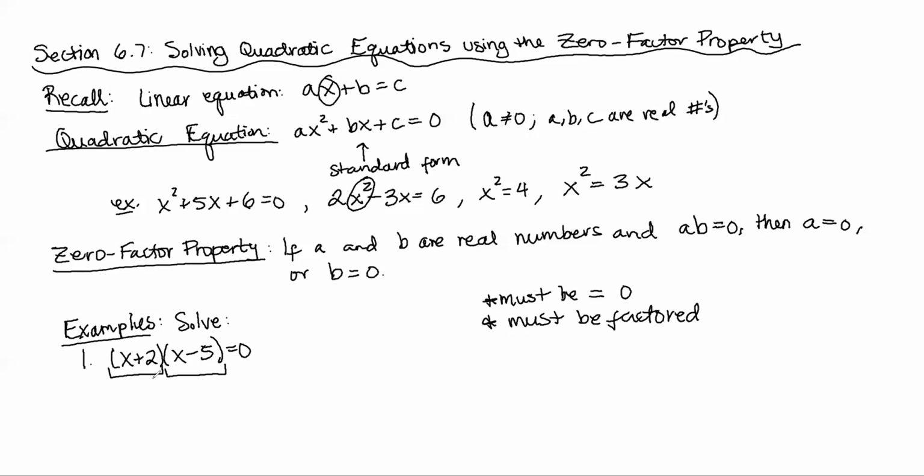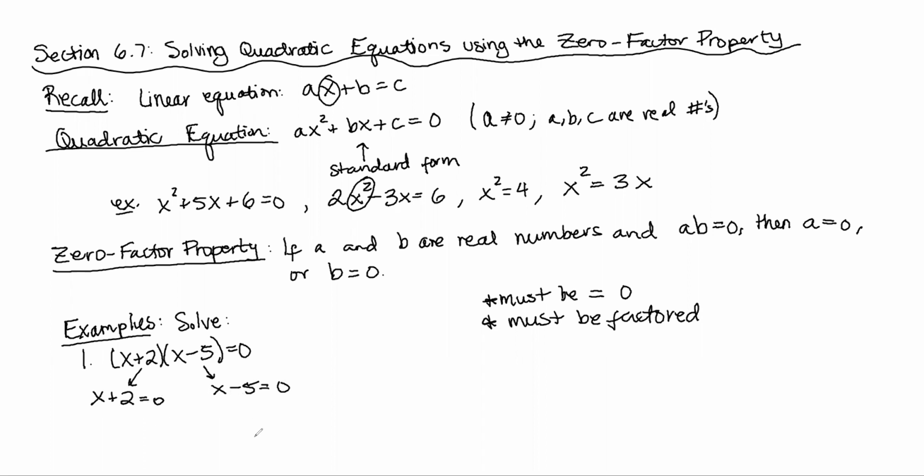So let's go ahead and erase that. There we go. Use our zero factor property. So what we know is that one of these groups has to be equal to 0. So we're going to split this up. We know that either x plus 2 has to equal 0, or x minus 5 has to equal 0. So your two factors are going to get split up. And then all we have to do is solve each of these.